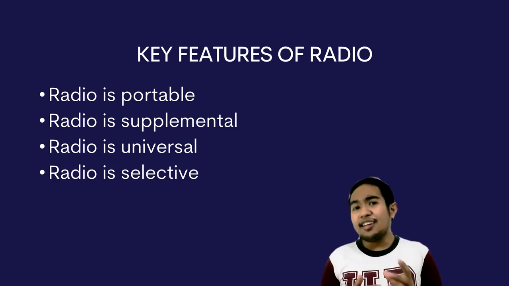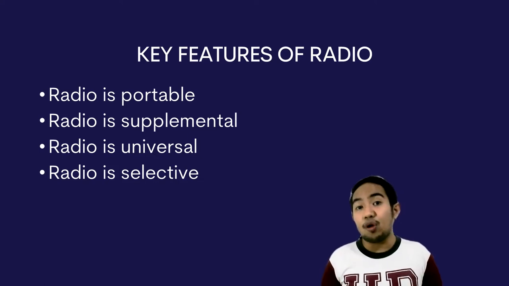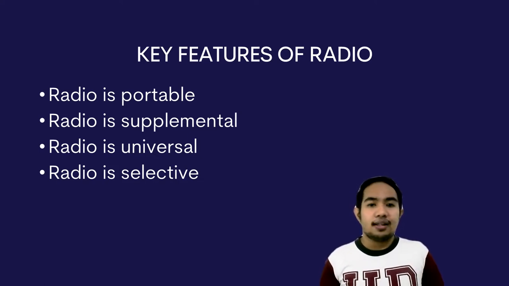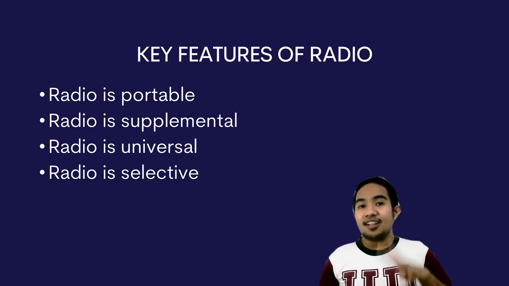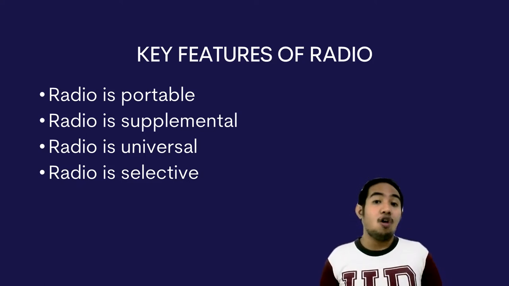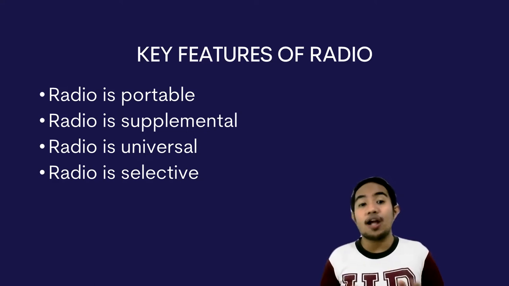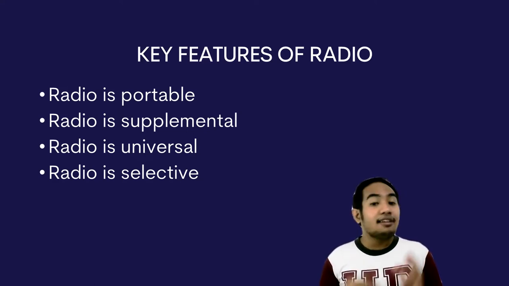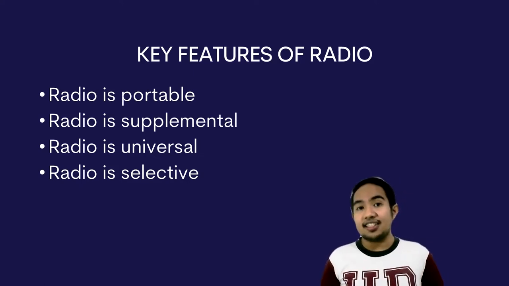So, what are the key features of radio? First is that radio is portable. It is easily transported and can be brought everywhere. That is why radio has more potential to reach people even in remote areas. Next is that radio is supplemental. You can listen to radio while you're working or studying or doing other things or even while you are resting. Third is that radio is universal. Almost every household has at least one radio. And last, radio is selective. Stations have their own niches and target audiences.